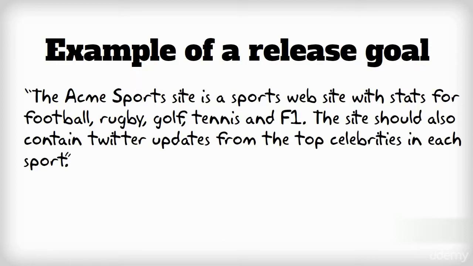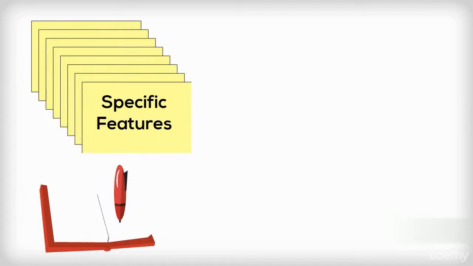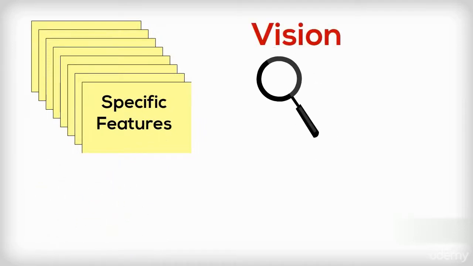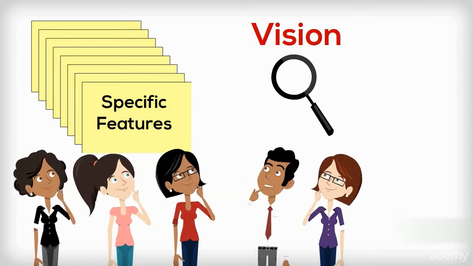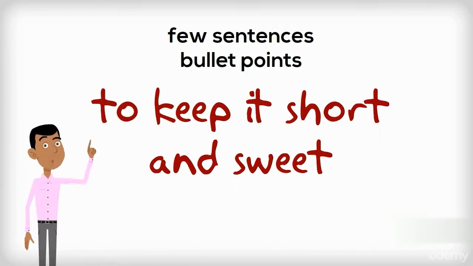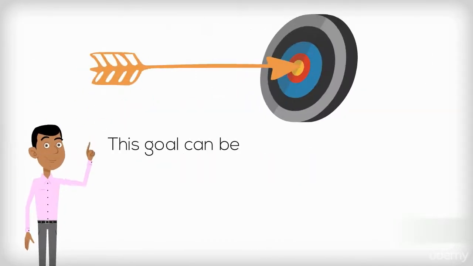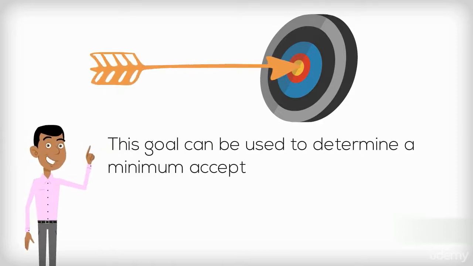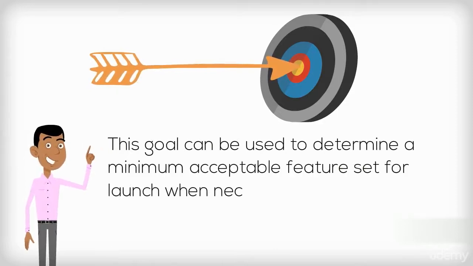Notice that this has not gone into excruciating detail of the specific features in the backlog, but is enough of an overview to create a vision that the whole team can comprehend and ask questions about. I recommend a few sentences or bullet points to keep it short and sweet. This goal can be used to determine a minimum acceptable feature set for launch when necessary.